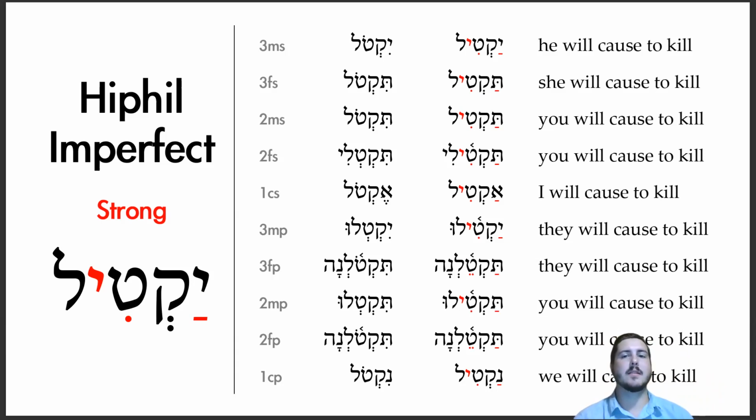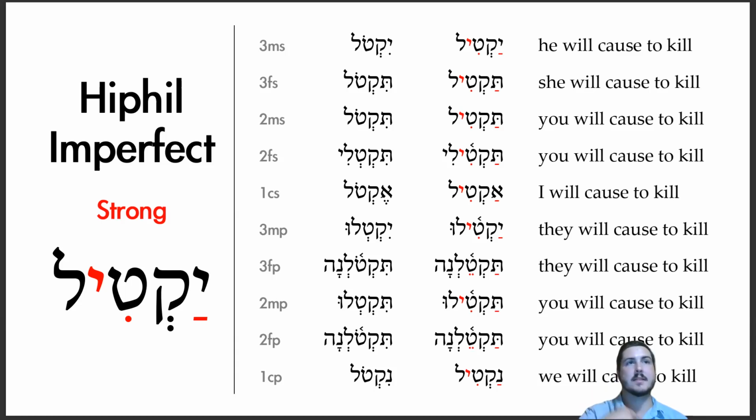Yaktil. Hear that? Excuse me. Yaktil. Taktil. Taktili. Aktil. Yaktilu. Taktel. Taktilna. Words are getting longer, right? They're getting more difficult. But you hear how that sounds different than a Qal, right? If I was going to pronounce Qal, first common singular, ektol. That's quite different than the first common singular here. Aktil, ektol, aktil. Pronouncing is going to help get that.